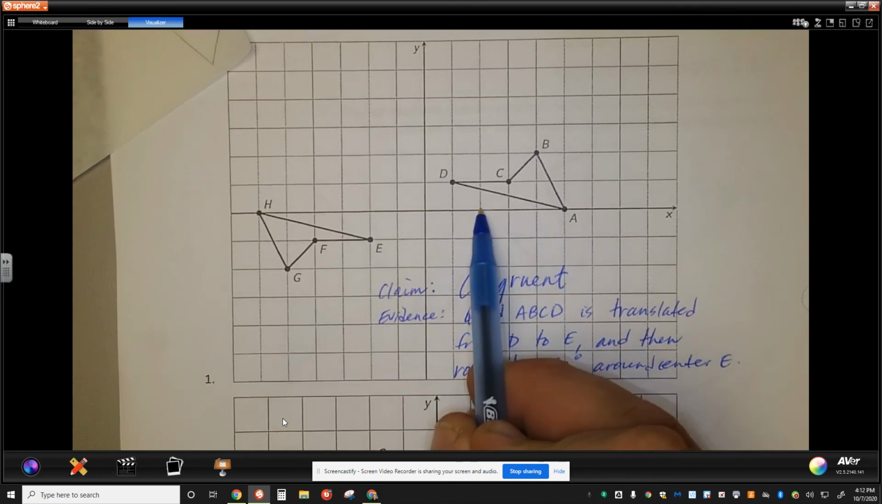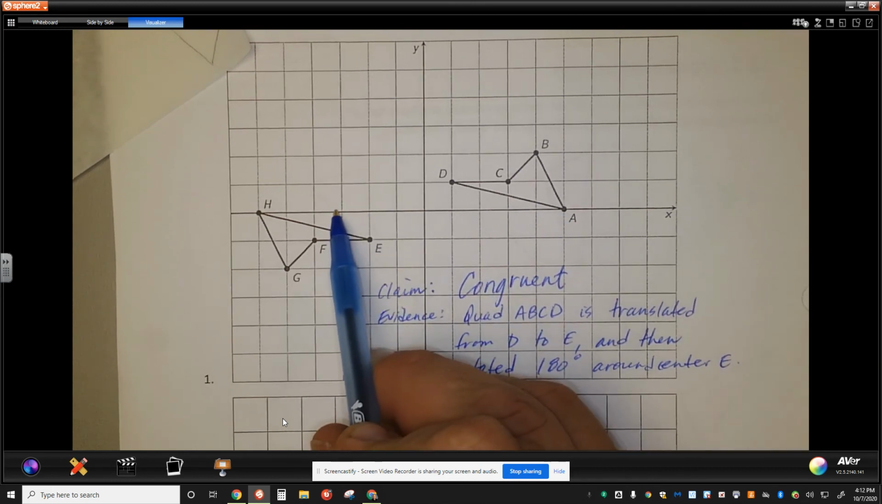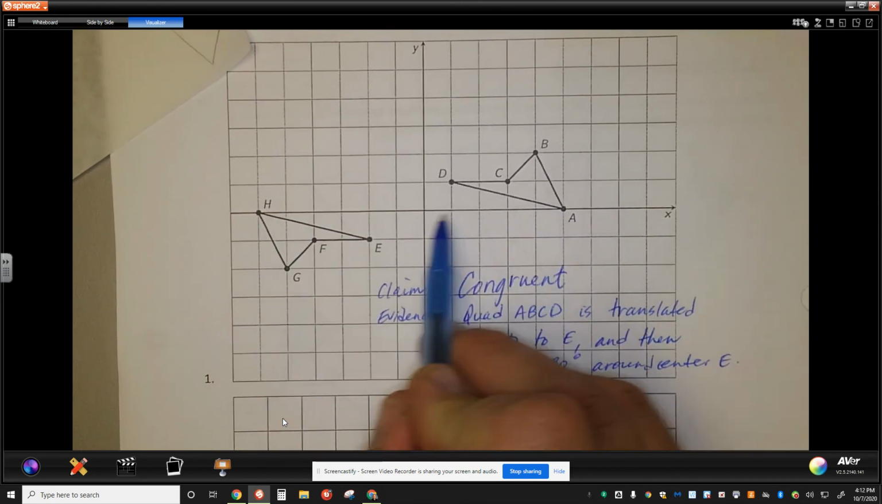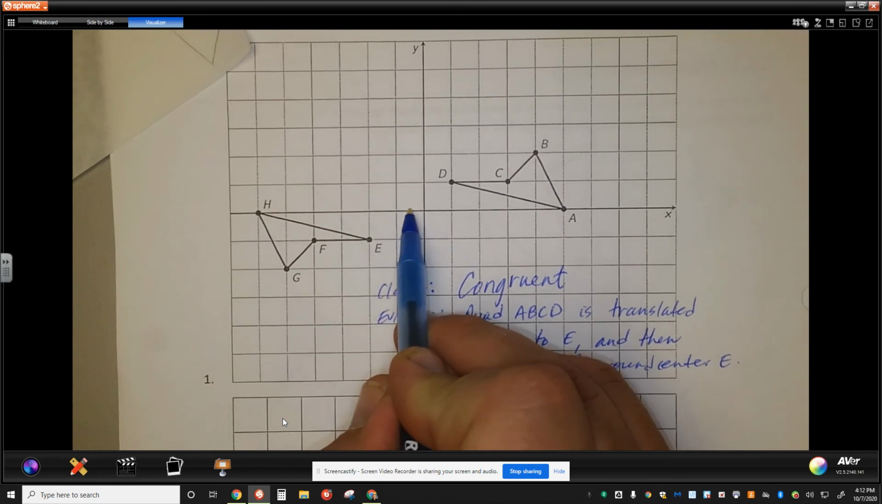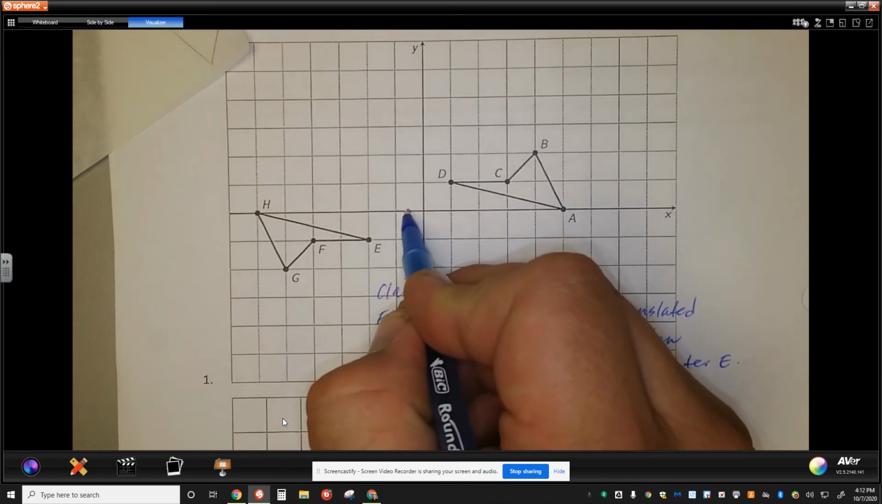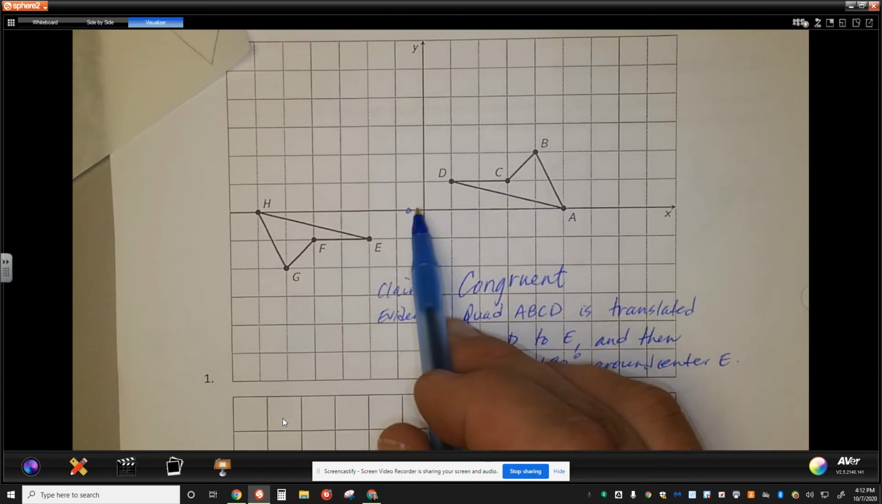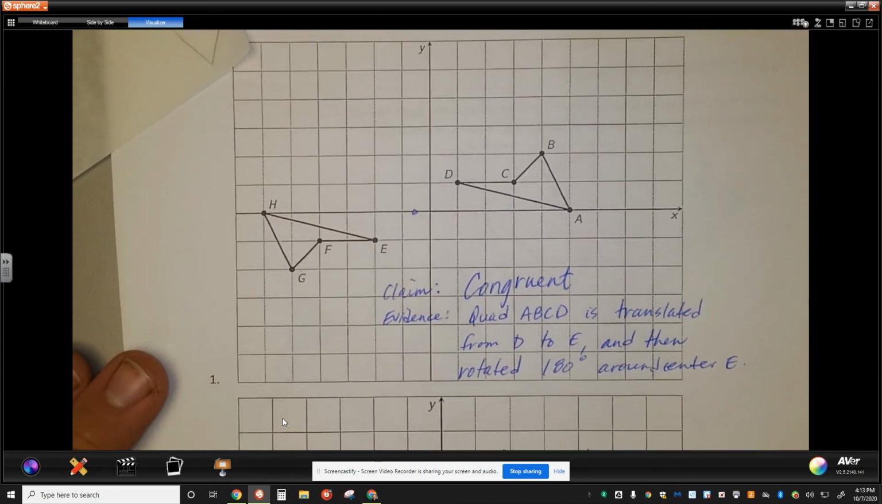Let's see here. There's 1, 2, 3, 4, 5, 6, 7, 8, 9, 10, 11. So it should be 5.5 units between these corresponding points. There's 5.5. I would estimate that would be the center of rotation right there, which we could clearly use. We could call that point M, whatever it may be, and we could just say that the quadrilateral was rotated 180 degrees around that center point.